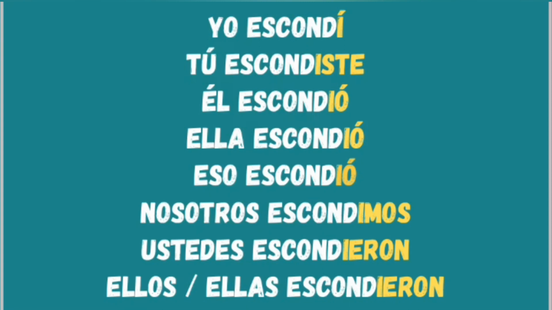Ustedes escondieron. Okay? As you can see, the verb is ending with ieron because we're talking about the personal pronoun you in the plural form. Okay? Ustedes. And now we have they hid, which means ellos escondieron. In Spanish, if you're talking about a group of boys, ellos escondieron, okay, ending with ieron. And ellas escondieron if you're talking about a group of girls.